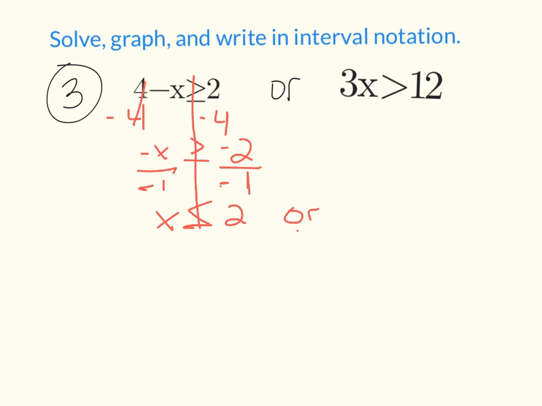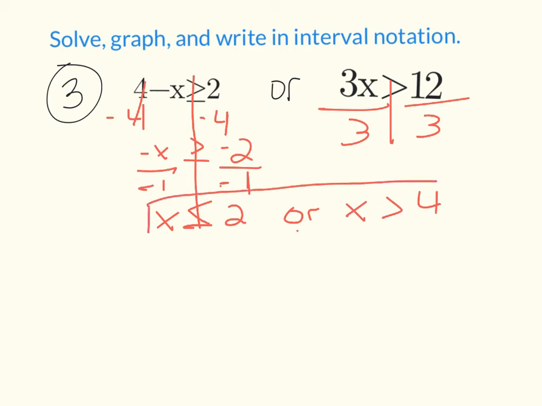Just dropping my OR here. Here I'm just going to divide by 3. X is greater than 4. So that's my solution set. Let's do a graph.